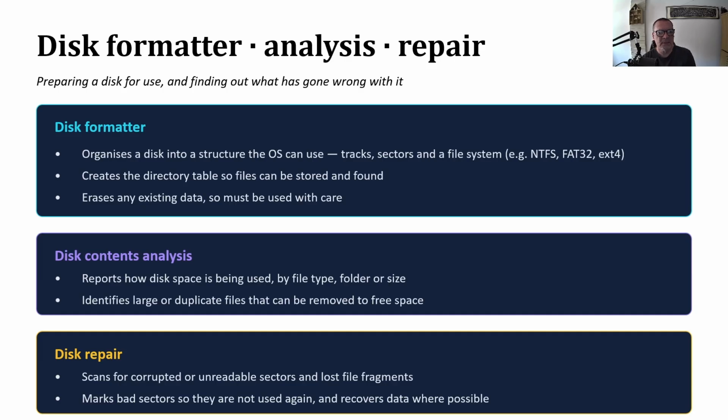Disk contents analysis, that will look at the storage and see how the space is being used. Might look at the type of files, the folders, the size. Can identify very large files or duplicate files and maybe suggest removing them to free up space. And then disk repair, that can scan for corrupted or unreadable sectors and lost file fragments, and then report that and then try to do something about it, fix it. It can mark bad sectors so they're not used again and recovers the data if possible.